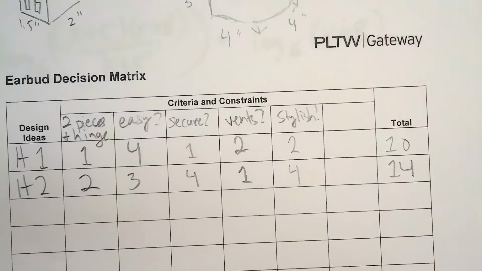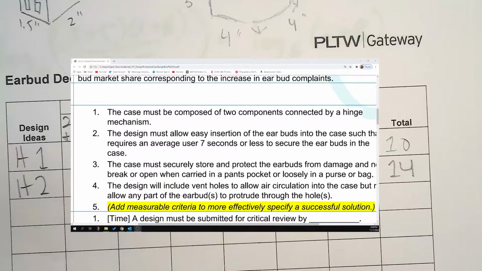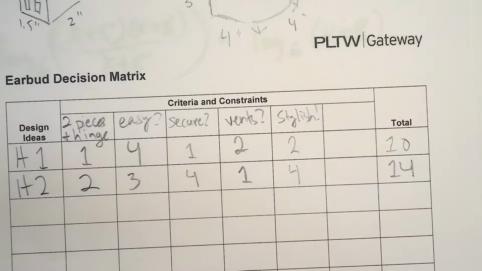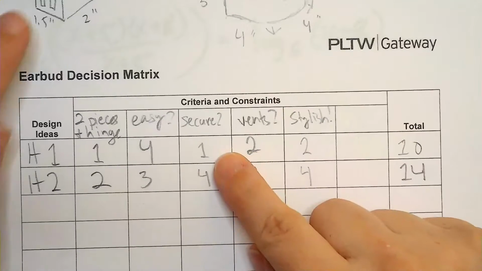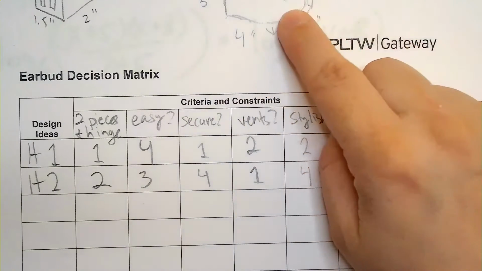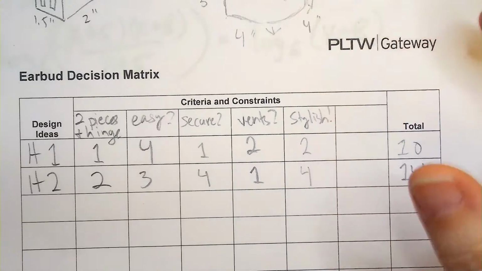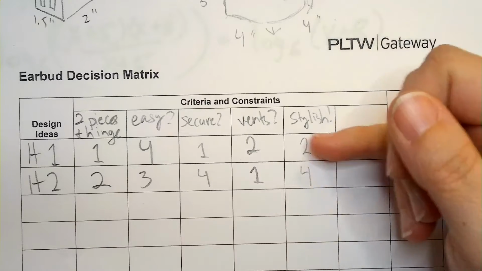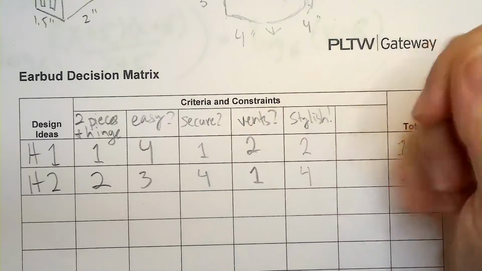The next item on the actual criteria we had was that it's got to securely store and protect the earbuds. And this guy without a latch, that first design, kind of wasn't very secure. This guy's got at least a latch. This toggle here, that might keep things from rattling around too much inside. It might hold the cords in a certain location. So I gave that one 4 points versus the first one.